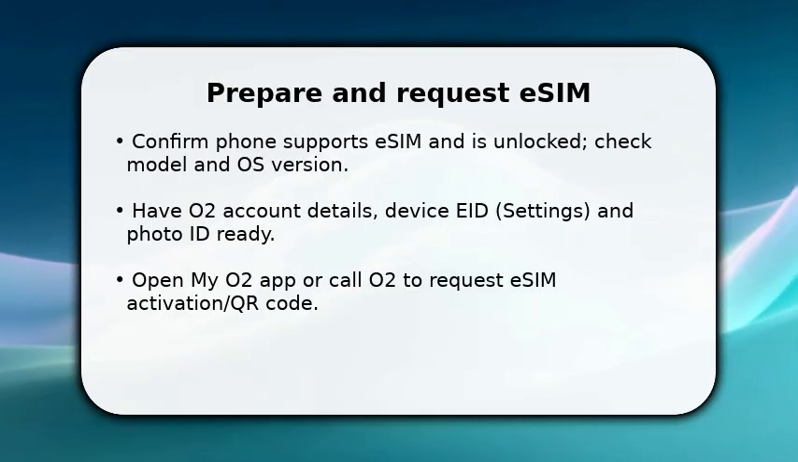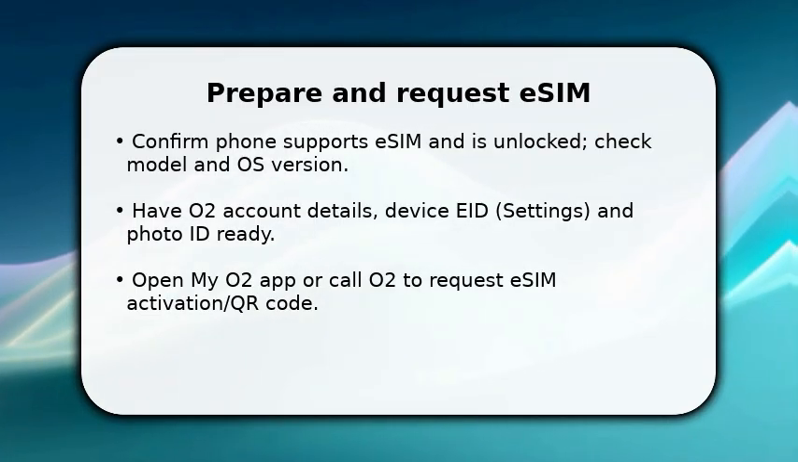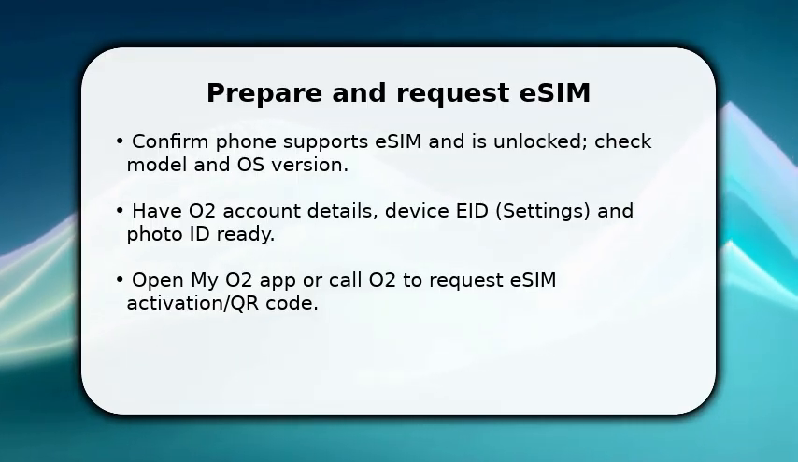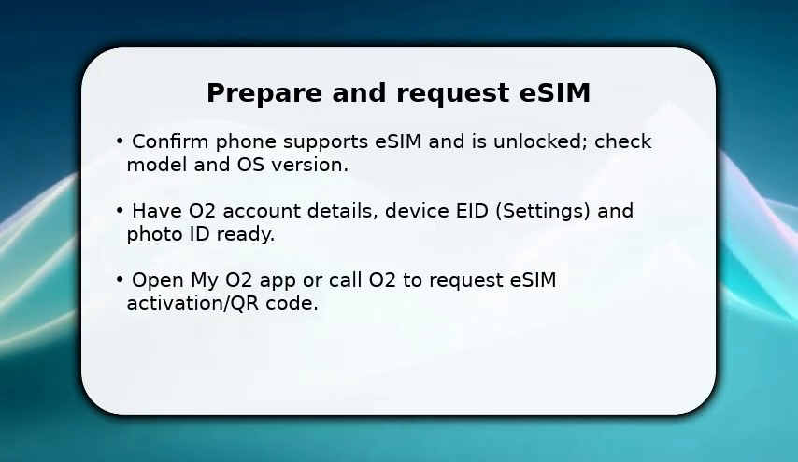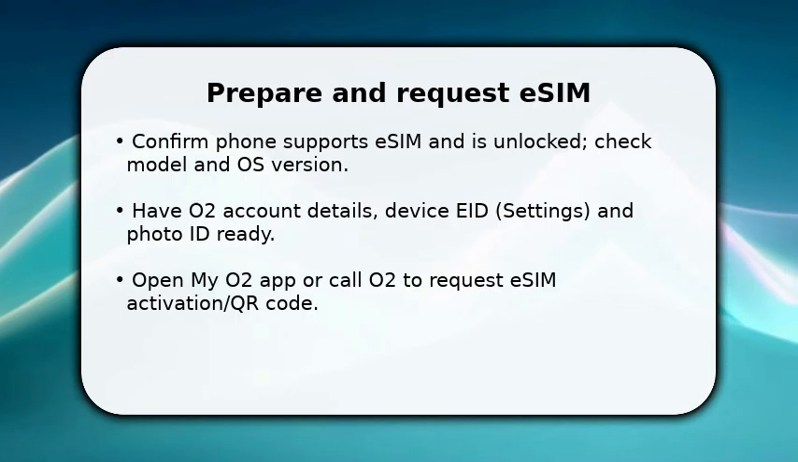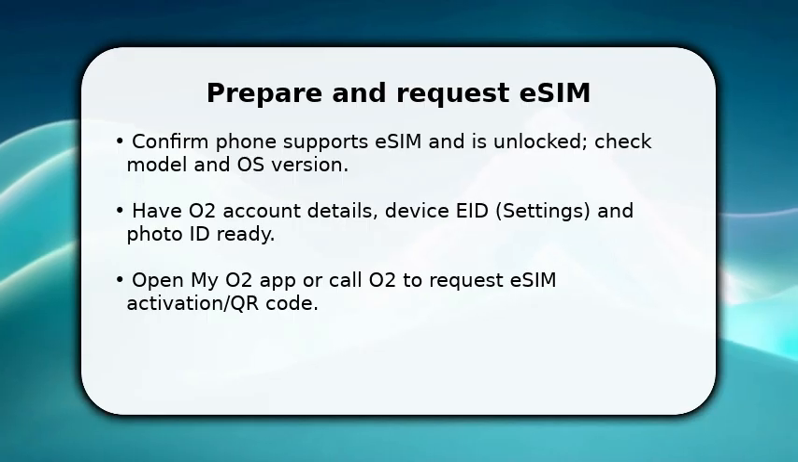You start by confirming your handset supports eSIM and is unlocked. This matters because the eSIM profile ties to your device ID. Once confirmed, sign into My O2 or contact customer service and request an eSIM swap. Provide your ID and account verification, then choose eSIM for your existing mobile number. After that, O2 will prepare an activation.